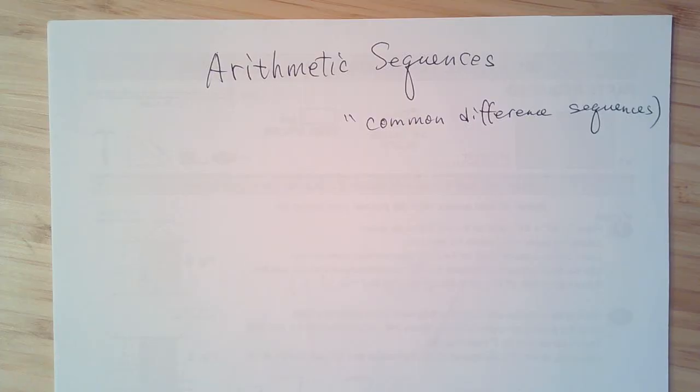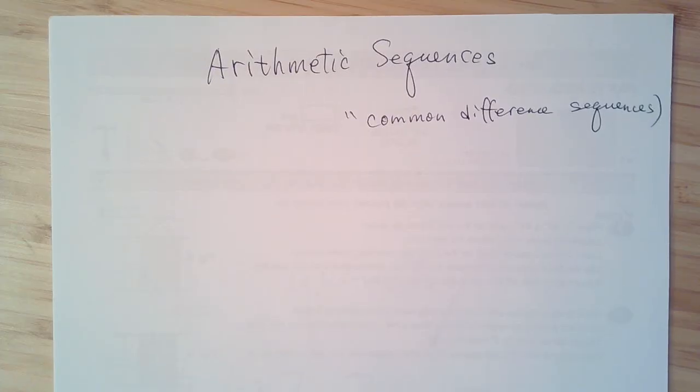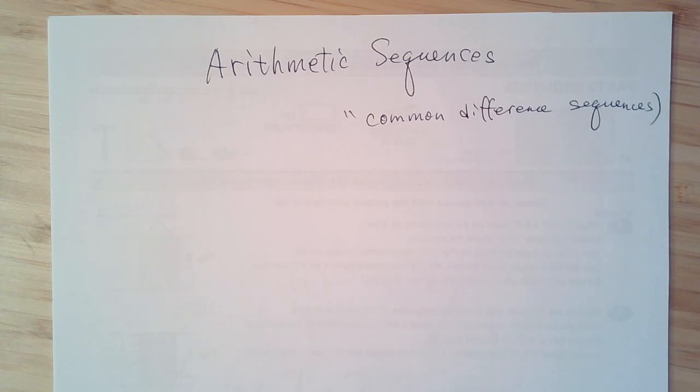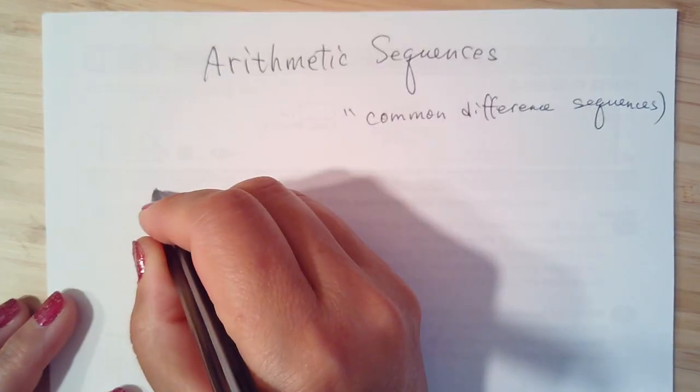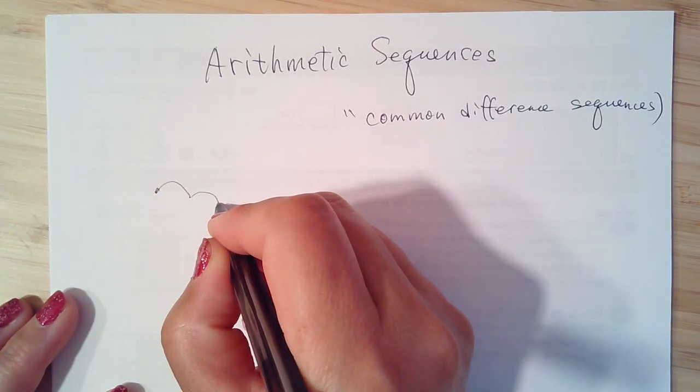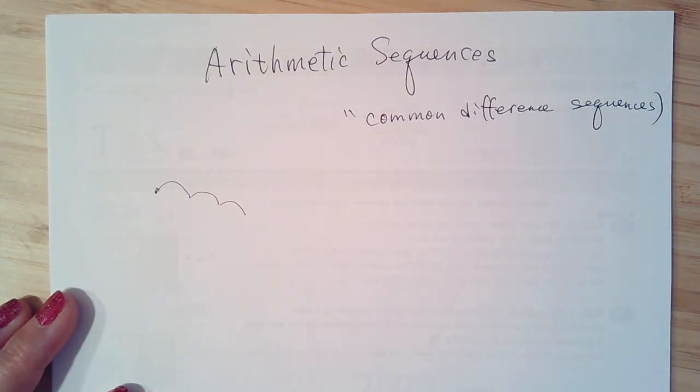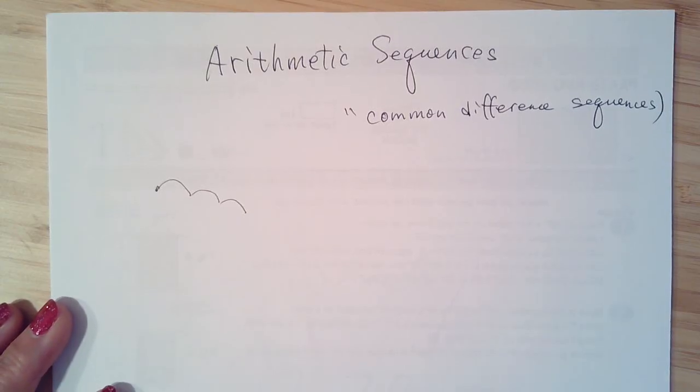Now, what does that mean? It means it's a sequence in which each term after the first differs from the preceding term by a constant amount, which means there's the same difference from the first one to the second one, and the same difference from the third to the fourth, and it keeps going like that. So let me give you one quick example.